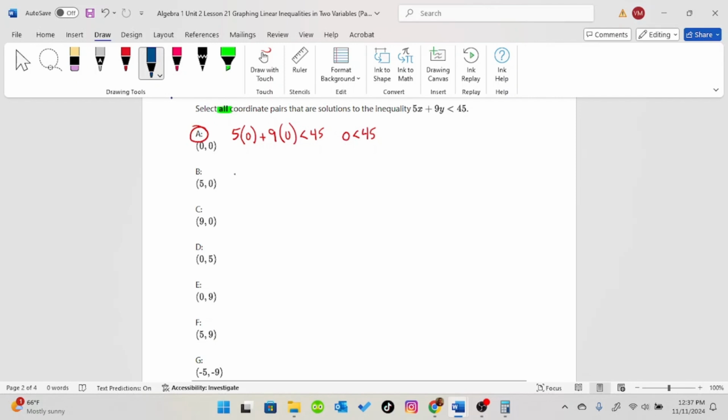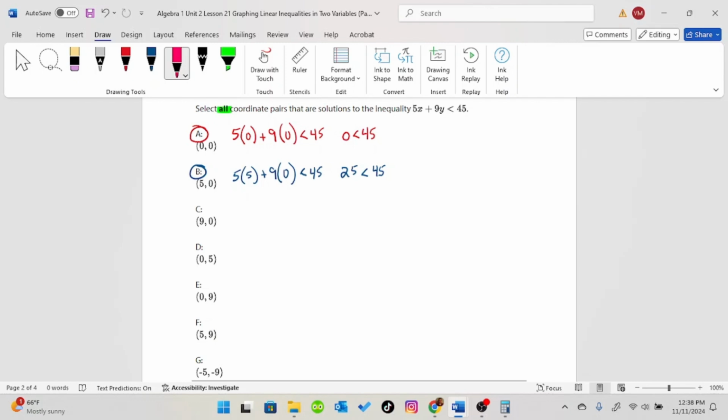On B, we have 5 times x, which is 5, plus 9 times y, which is 0, and that should be less than 45. Well, 5 times 5 is 25, 9 times 0 is 0, and 25 plus 0 is just 25. That is less than 45, so B is also a point pair solution to the inequality.